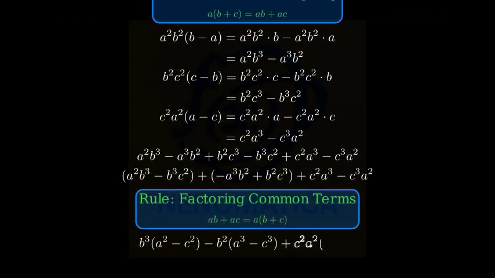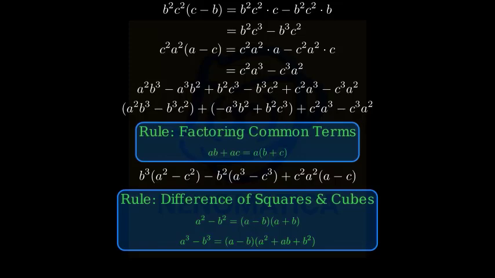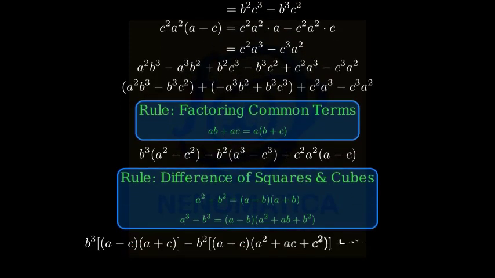We get b cubed times (a squared minus c squared) minus a squared times b squared times (a minus c) plus c squared times a squared times (a minus c). Now, we can use the difference of squares formula. We know that a squared minus c squared equals (a minus c) times (a plus c). And also, a cubed minus c cubed equals (a minus c) times (a squared plus a c plus c squared).